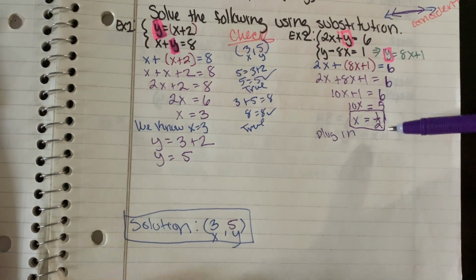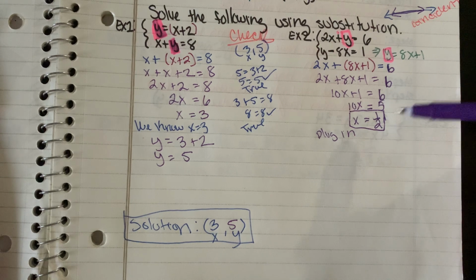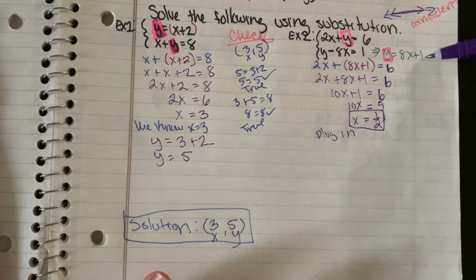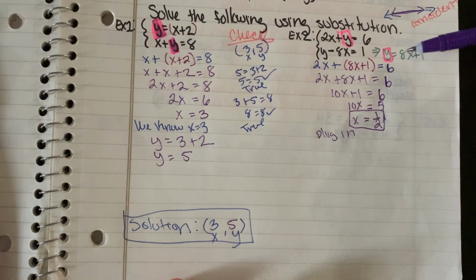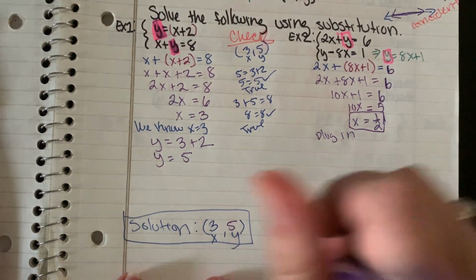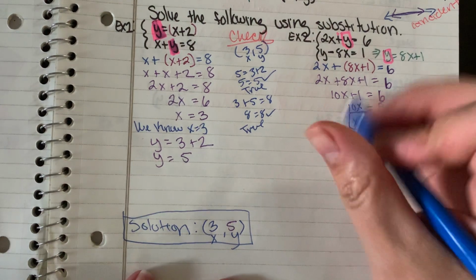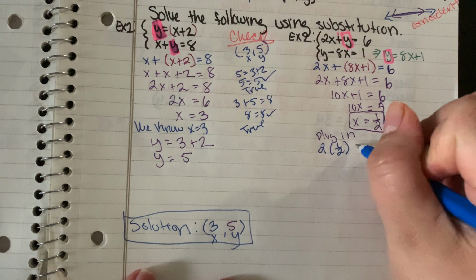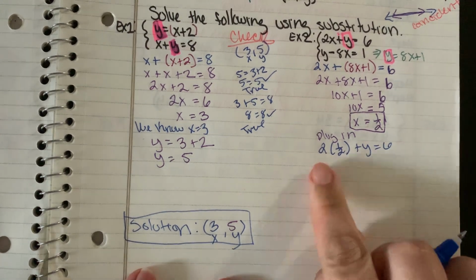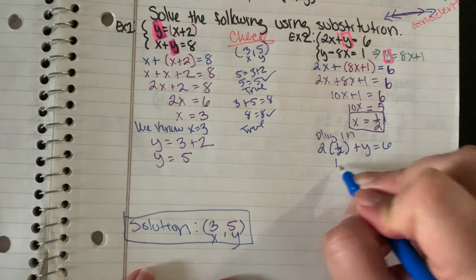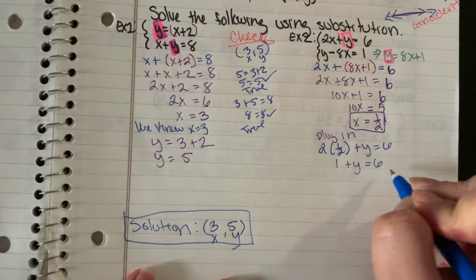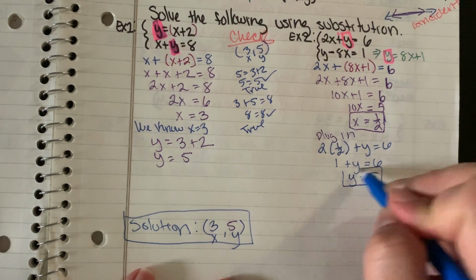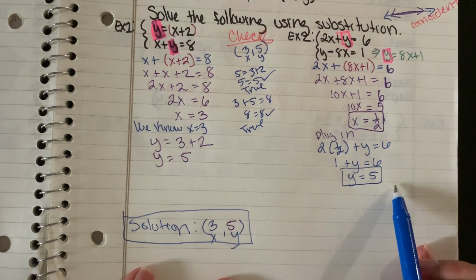So again, remember, it doesn't really matter which one you choose to plug it into. You could even plug it into this one, because this equation is equivalent to this one. So I'm going to choose the first one. 2 times 1/2 plus y equals 6. So 2 times 1/2 is 1, plus y equals 6. Subtract 1 from both sides, so y is equal to 5. So your answer here would be y equals 5.